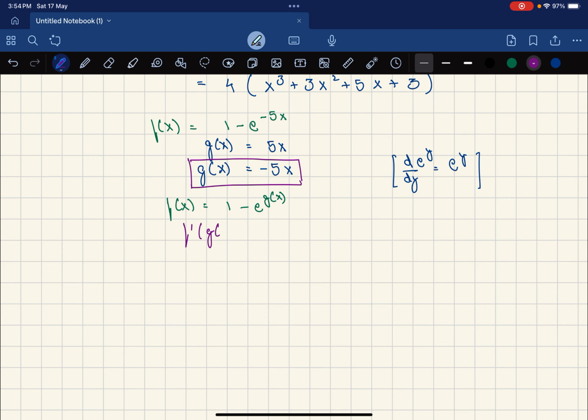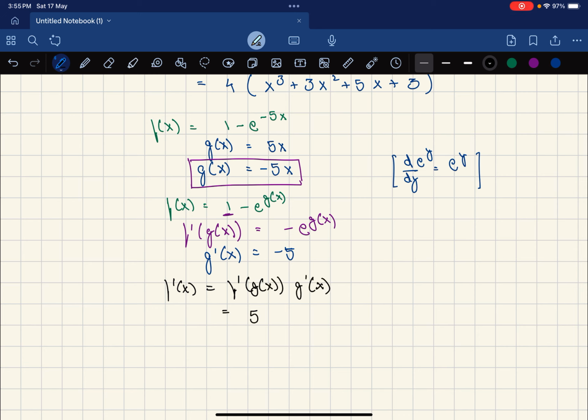Therefore, if we calculate f'(g(x)), the derivative of 1 is 0 and the derivative of e^(g(x)) is e^(g(x)), so we are left with -e^(g(x)). And next, the derivative of -5x is -5, since the derivative of x is 1 and we can bring the constant -5 outside. Now we simply put both values together to get f'(x) as f'(g(x)) times g'(x), which is 5e^(g(x)), times -5.